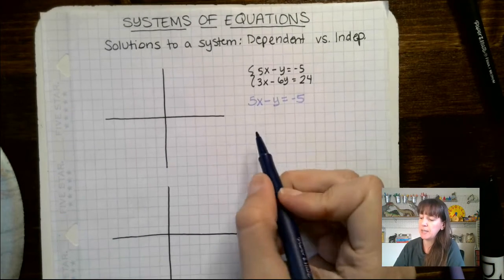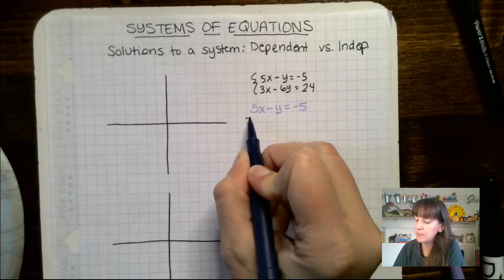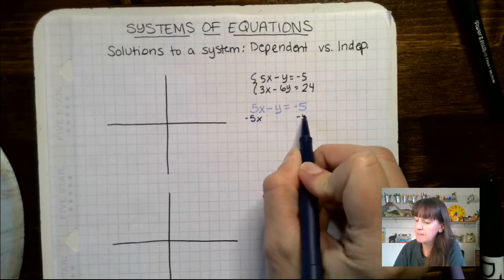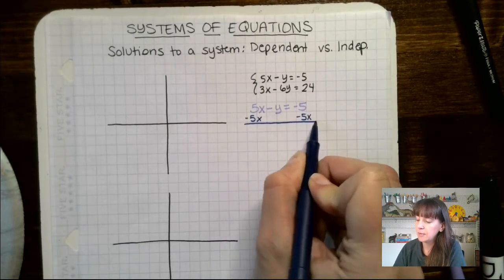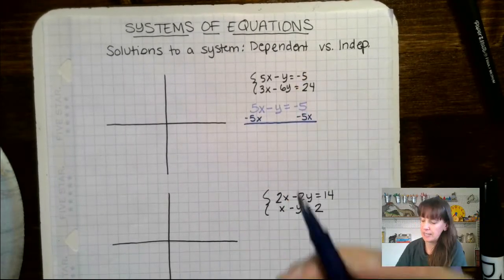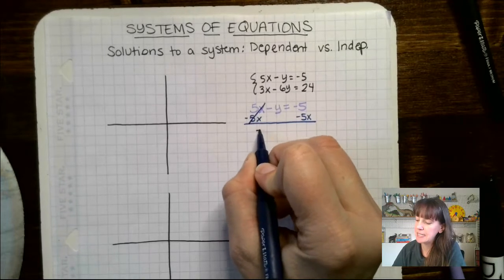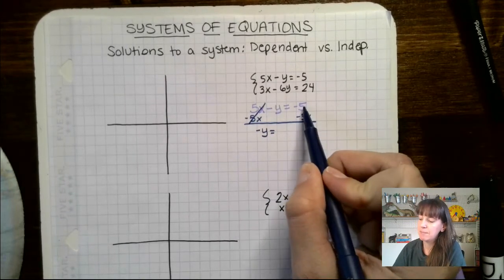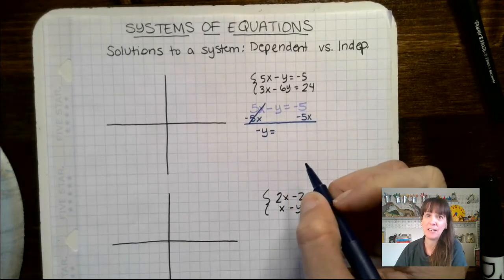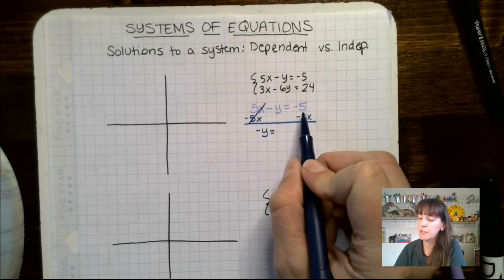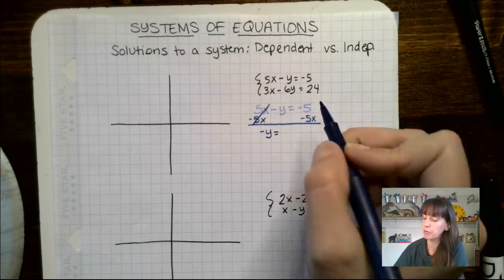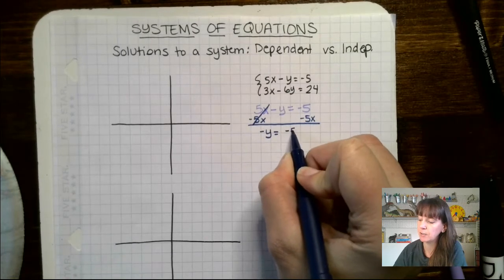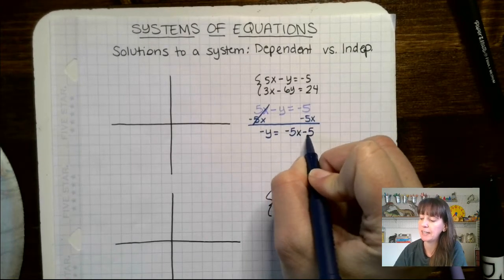So what I want to do is I'm going to minus 5x from both sides. So all I've done is rewritten the top one right here. And what I have now is negative y equals negative 5 minus 5x. We can't combine those. Those aren't like terms. So what we want to do is put them in the right order, though. So we're going to actually put negative 5x minus 5 like this.